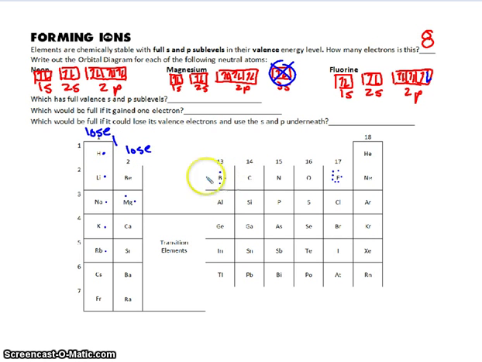Boron was also in the video from before. So there are 3 valence electrons. That would be 2s2 and a 2p1. Well, if it lost those 3, it would then use the shell underneath, and so this one would lose 3. And then over here is fluorine, where we can see that it has room for 1 more electron. So if it gained 1 more electron right here, then it would have a full valence energy level. So these gain 1.